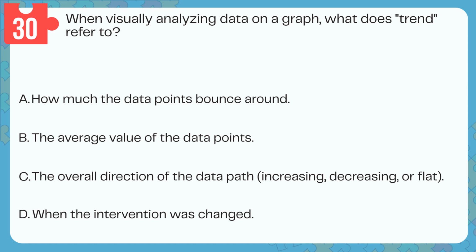Question 30. When visually analyzing data on a graph, what does trend refer to? A. How much the data points bounce around. B. The average value of the data points. C. The overall direction of the data path, increasing, decreasing, or flat. D. When the intervention was changed.